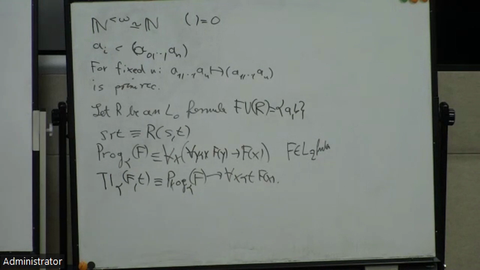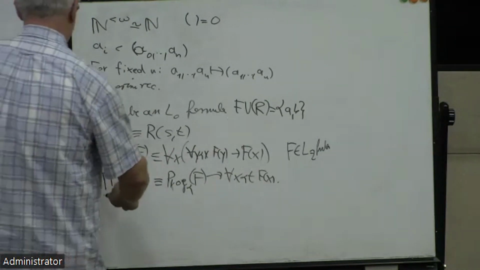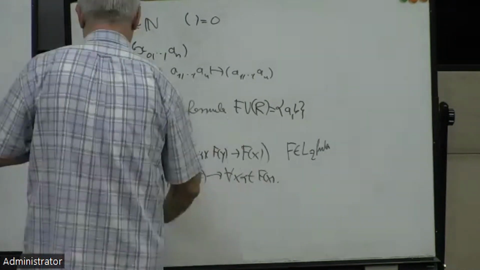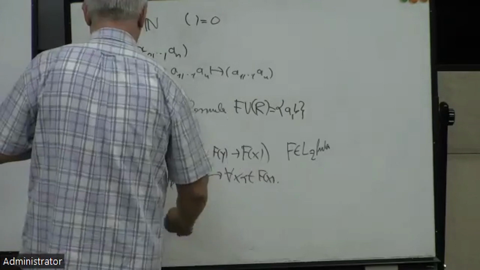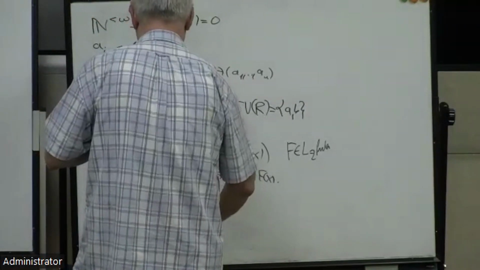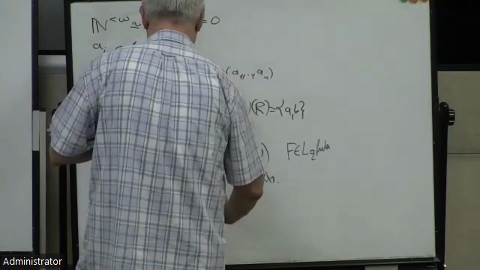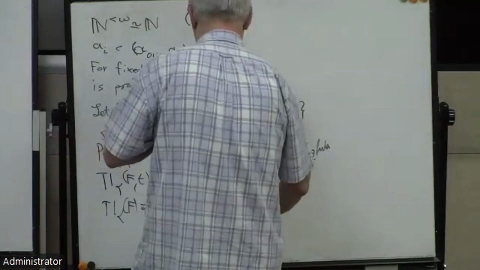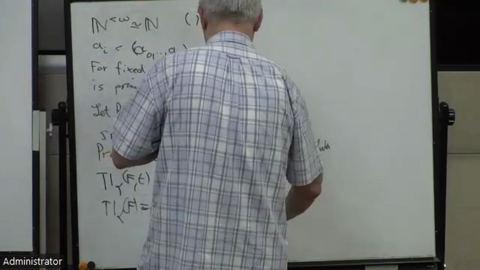And the full transfinite induction is the following formula, namely from the progressiveness of f, I conclude for all x, f of x.